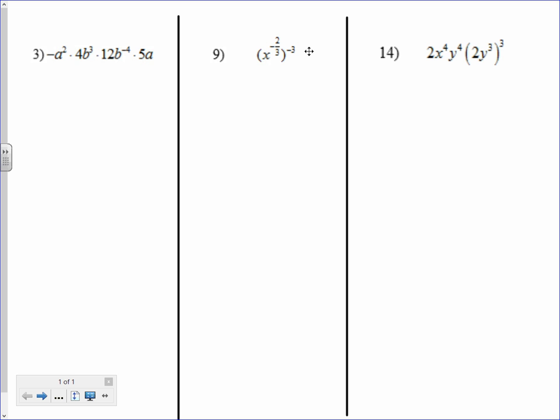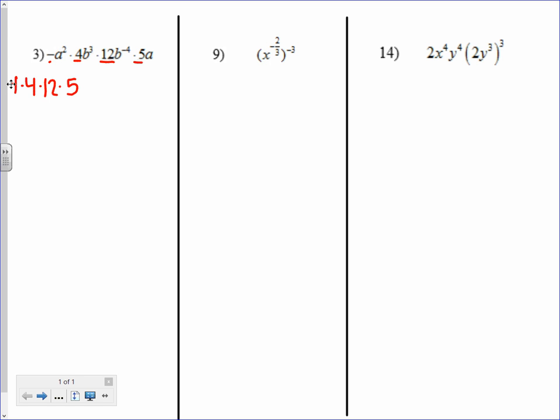Alright, so when I start with number 3, it looks like there's a lot going on here. What I'm going to start with is I'm going to rearrange things. This negative in front is like a negative 1, then times 4, times 12, times 5. Okay, those are all the numbers, and then I'm going to write the letters next.